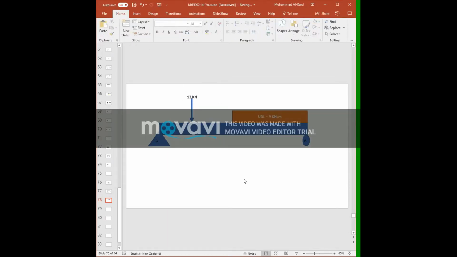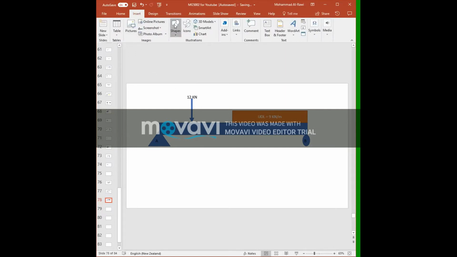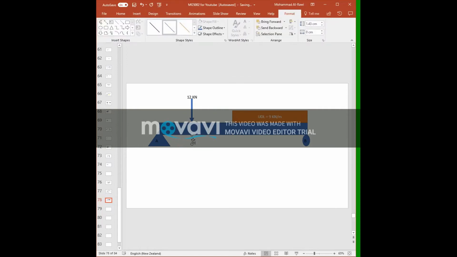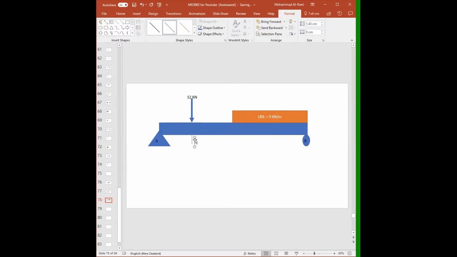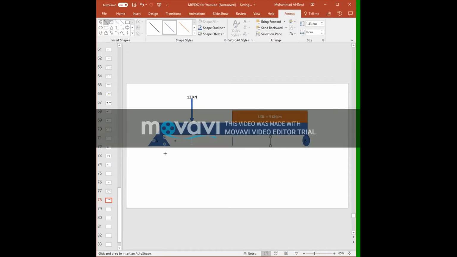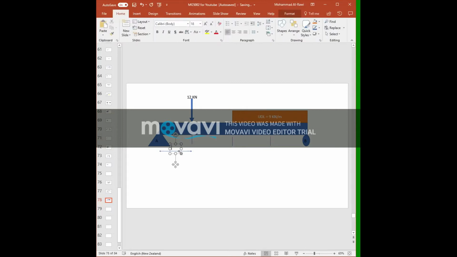Now, this question, if I pass it to you guys like this, will be invalid because you don't have dimensions. So from here, and then from here to there is another dimension. From here to this point is another dimension. All of these dimensions are 1.5 meter. So I will type 1.5 meters.